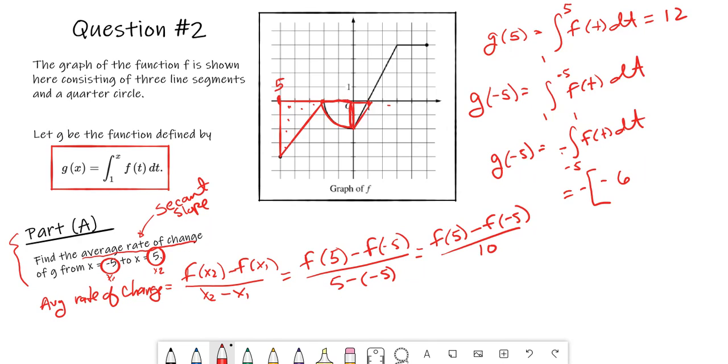This is a quarter circle and it has a radius of 2. So the area of a circle with radius 2 is 4 pi. A quarter circle with radius 2 is simply pi. And because it's beneath the x-axis, it's negative. And this last triangle has a base of 1 and a height of 2. 1/2 of 2 times 1 is 1. It's under the x-axis, so it's negative. So this gives us -7 minus pi, but we switch the signs and it becomes 7 plus pi. And that is our g of -5.